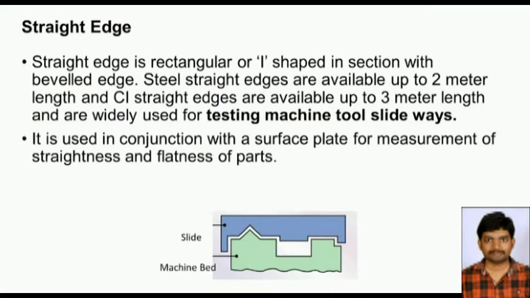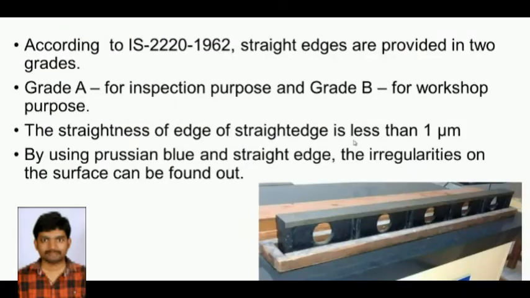Now we can use the straight edge directly on the machine tool bed or guideway. We can check, or sometimes along with the surface plate, the straight edge can be used for the measurement of straightness. Now, according to the Indian standard, straight edges are provided in two grades. Grade A, which are used for inspection purpose, and grade B for the workshop purpose.